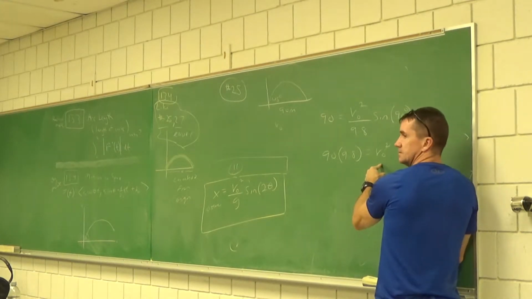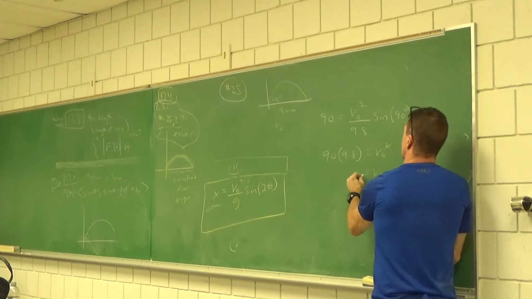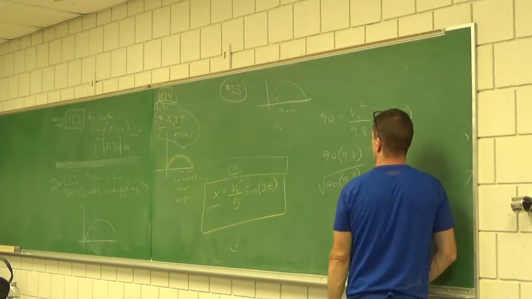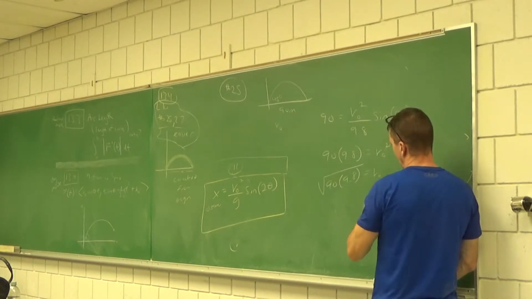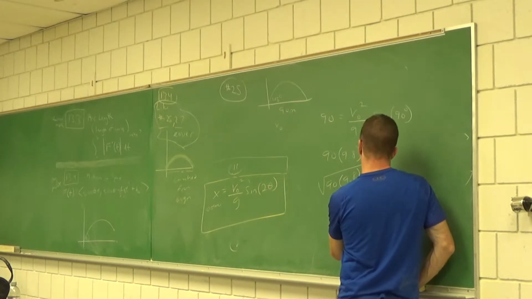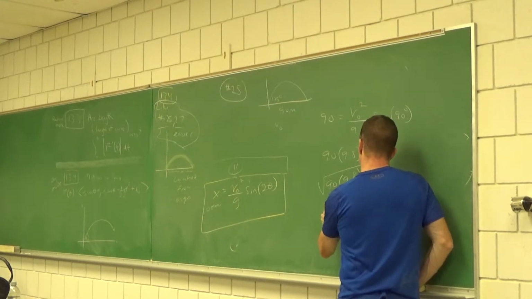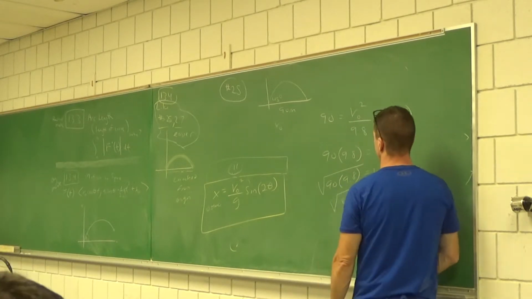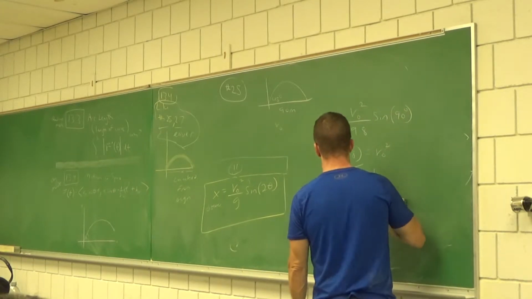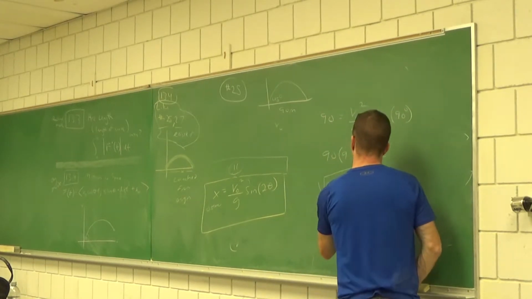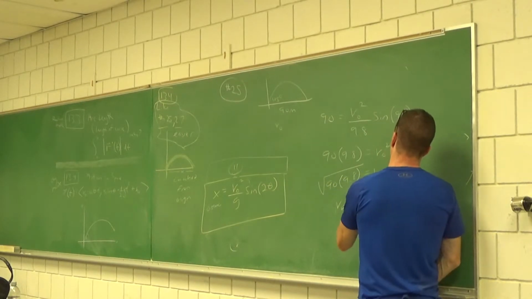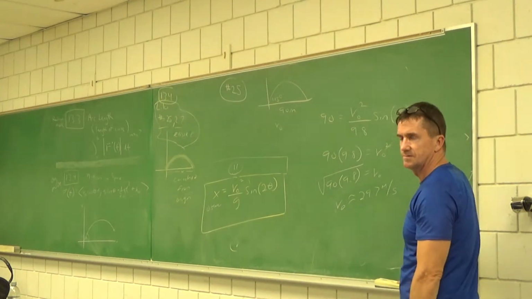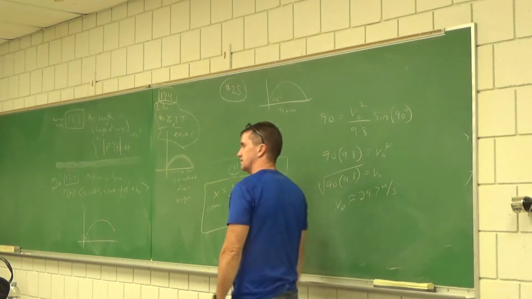And how do you get V0? Square root. Square root of this. Hey, what's 90 times 9.8 on a calculator? 882. And what's the square root of that? 29.7. Yep. Almost 30 meters per second, right? The initial speed was about 30 meters per second.